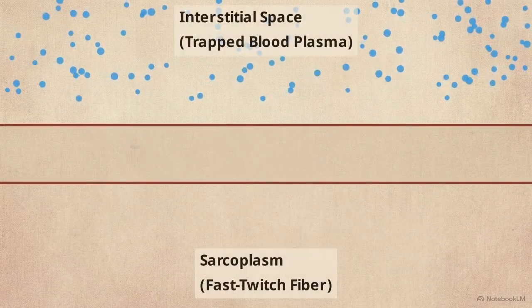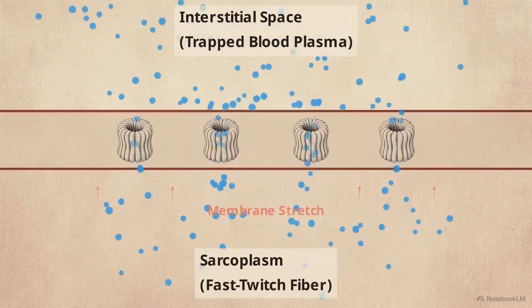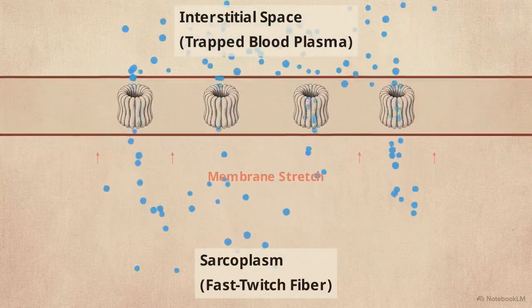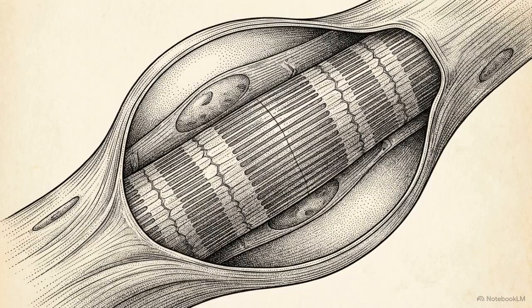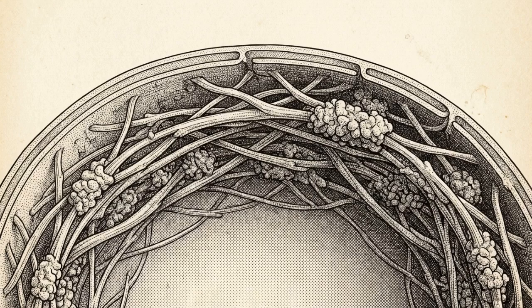Fast-twitch fibers utilize high concentrations of aquaporin-4 transport channels to rapidly draw this trapped blood plasma directly into the cell. This extreme hydration physically stretches the cell membrane from the inside out. The cell perceives this swelling-induced membrane stress as a threat to its structural integrity. It responds by synthesizing new proteins and reinforcing its ultrastructure.